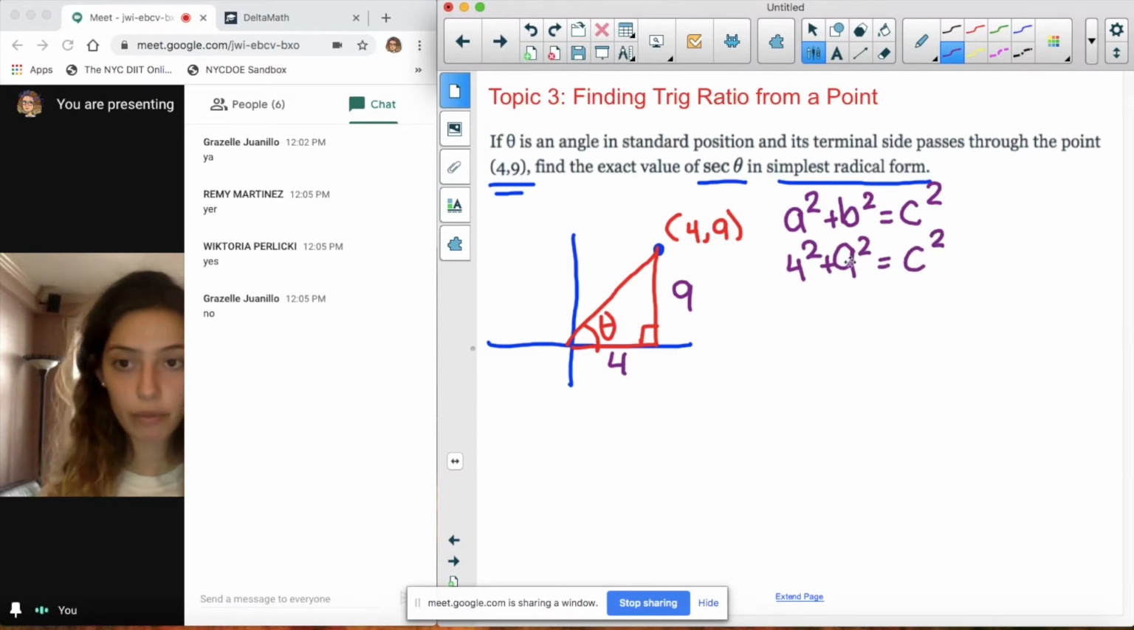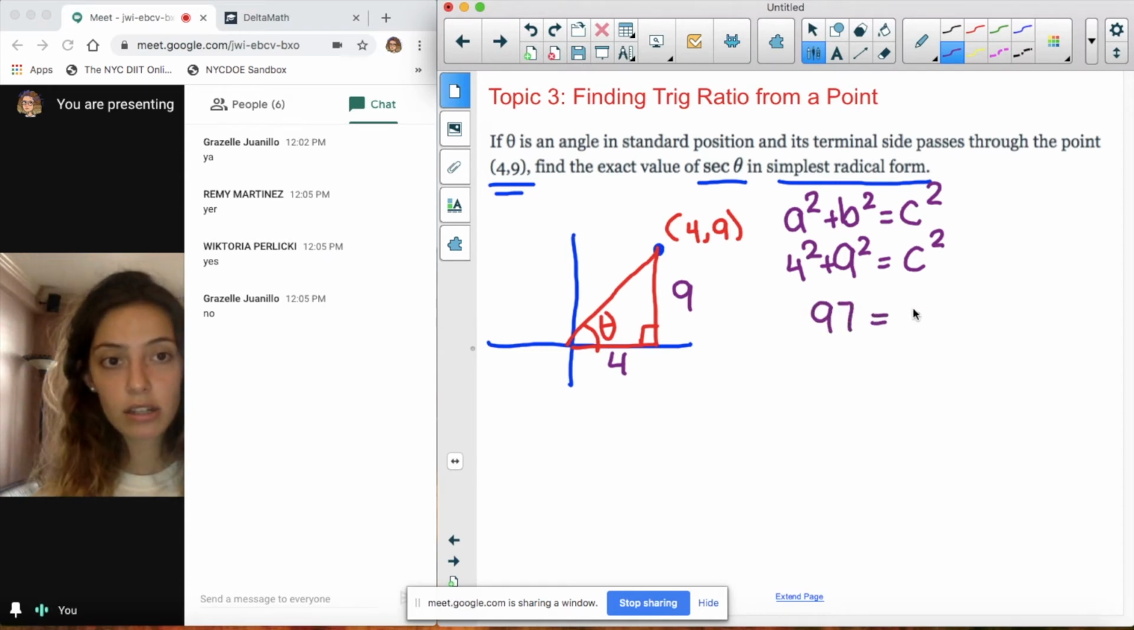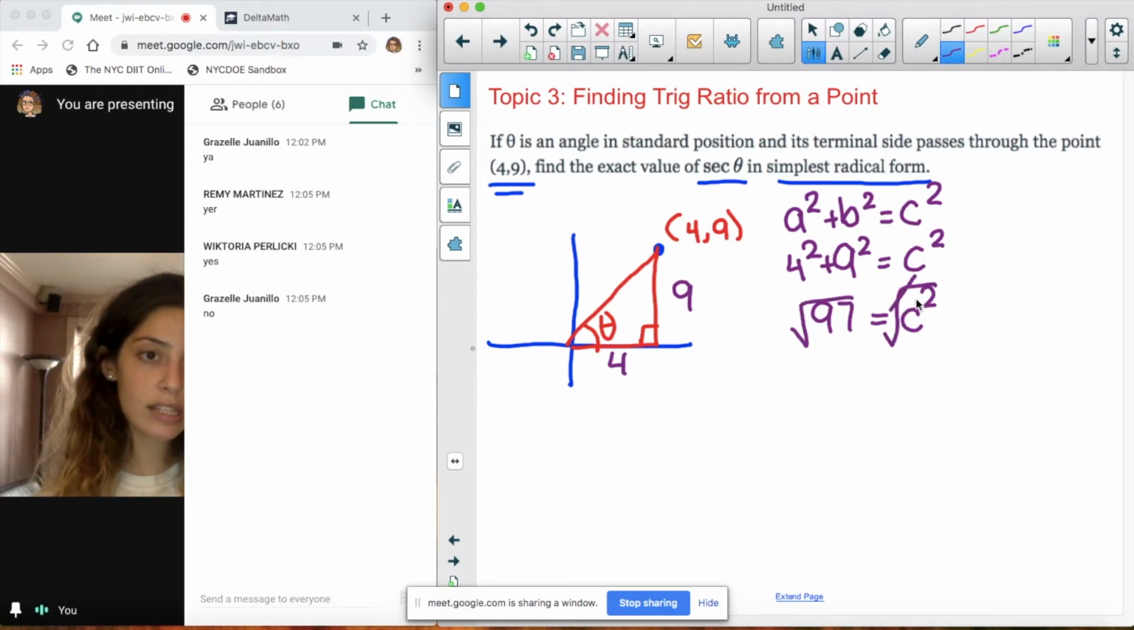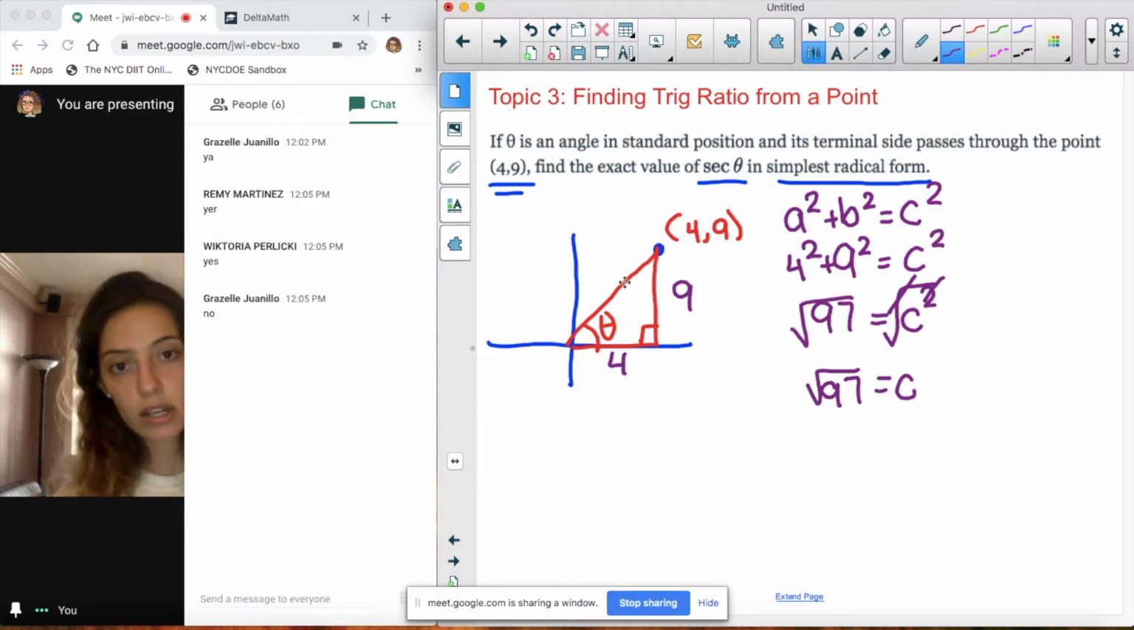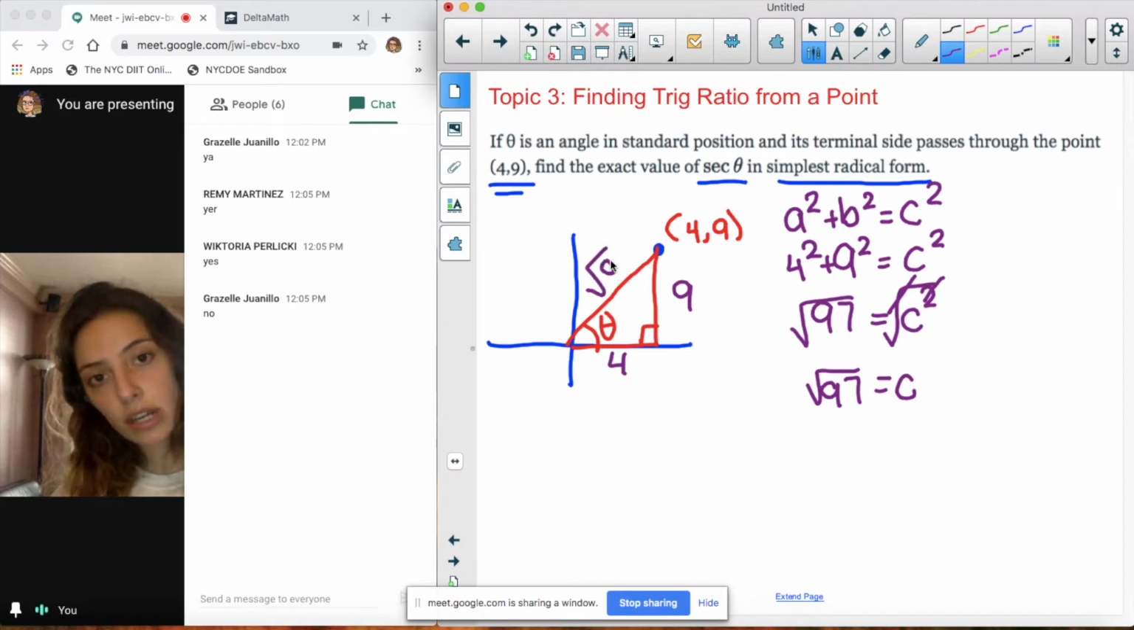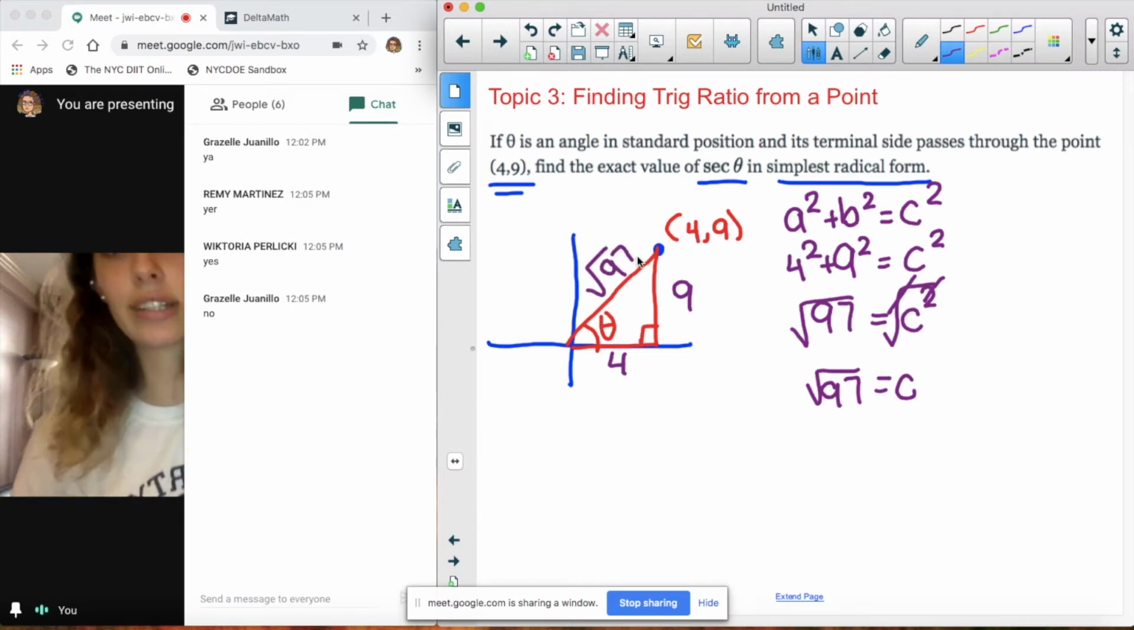We're looking for C squared. So 4 squared plus 9 squared, this whole side gives us 97. So 97 equals C squared. So we take the square root of both sides to cancel out the squared. And we get radical 97 equals C. So the hypotenuse here is radical 97.